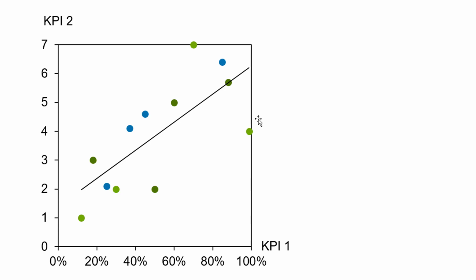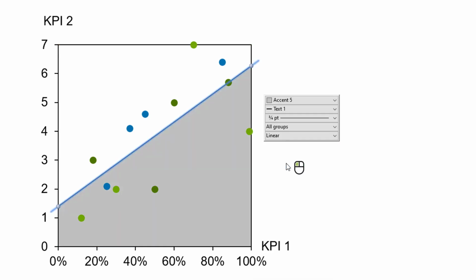If you use a linear trend line or a partition line, you can change the background color on one side of it by left-clicking on the line and picking a color from the Fill Color control. Now your scatter chart is complete.